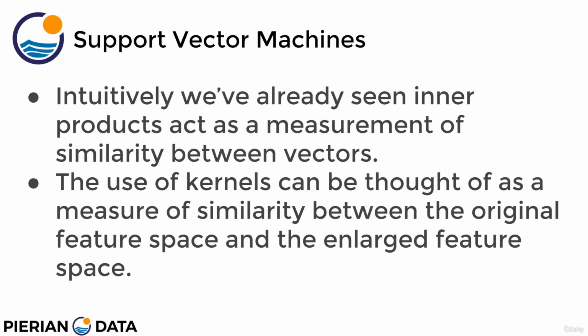Now, intuitively, what we've already seen is that inner products act as a measurement of similarity between vectors. And the best way I can intuitively explain support vector machines, in case you were a little unclear by the kernel trick, is that the use of kernels can be thought of as a measure of similarity between the original feature space and the enlarged feature space. So instead of having to actually perform the raw calculations in the enlarged feature space, I can say that kernels will give me a measure of similarity between the original feature space and the enlarged feature space and use the kernels to perform my calculations instead, saving me a lot of computational work in that enlarged feature space.